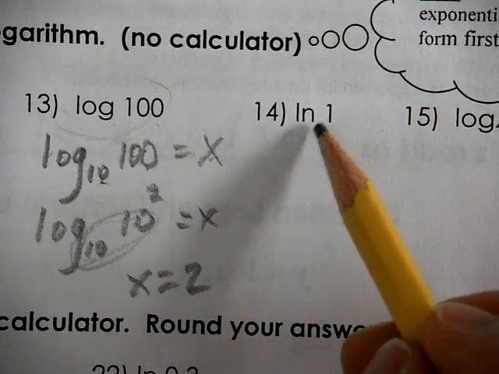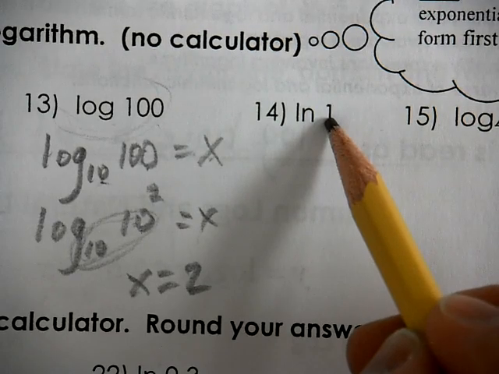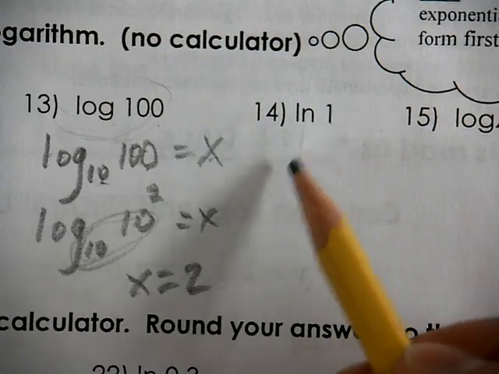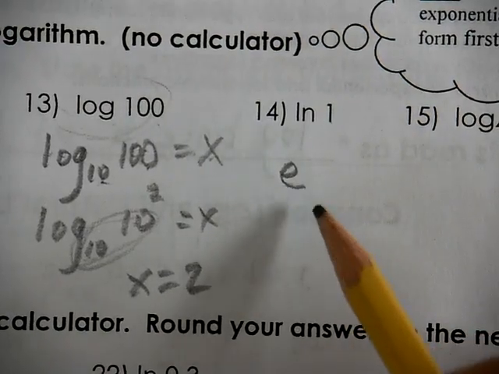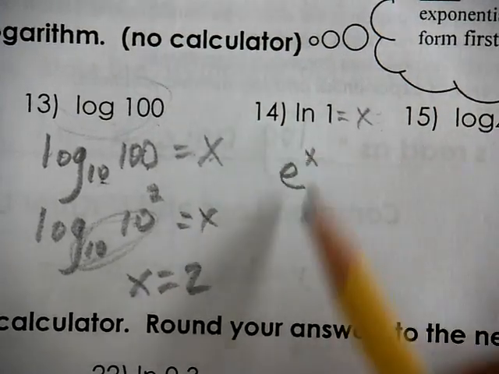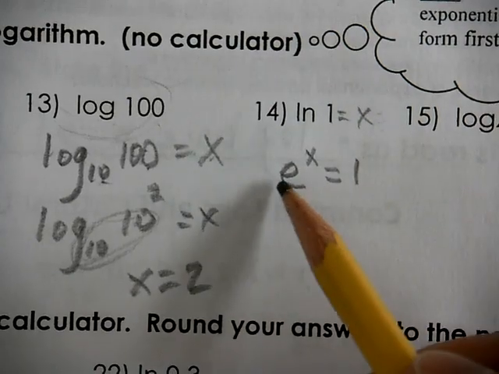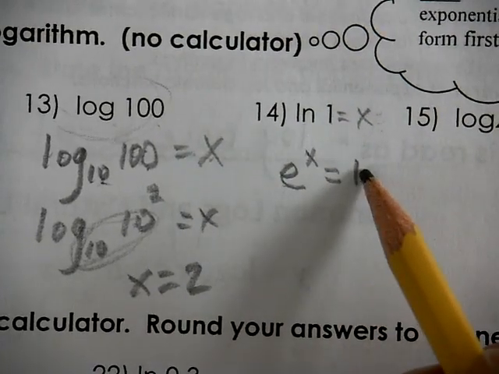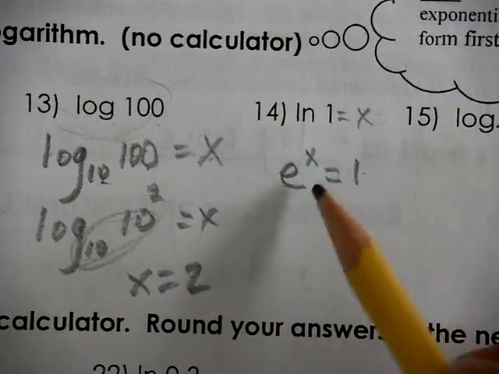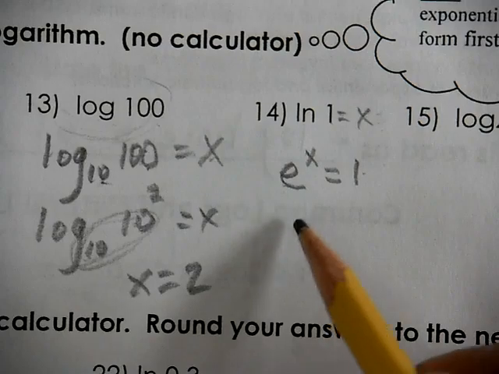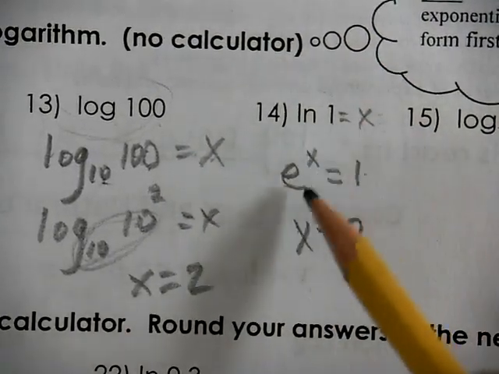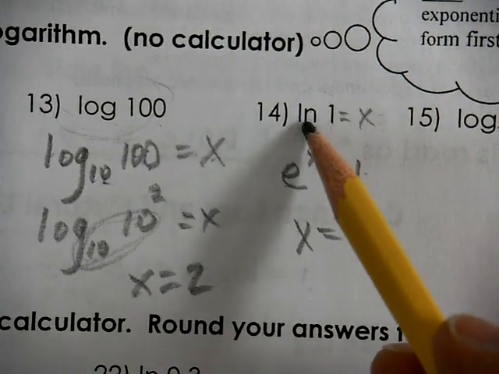Here's natural log of 1. Well, we're going to write it in exponential form. So this is going to be e to what power? A logarithm equals the exponent. So e to what power equals 1? Well, we know that e, or any number to the 0 power, equals 1. So x would have to be 0. So this logarithm would equal 0. This is considered a logarithm. It's a natural log.